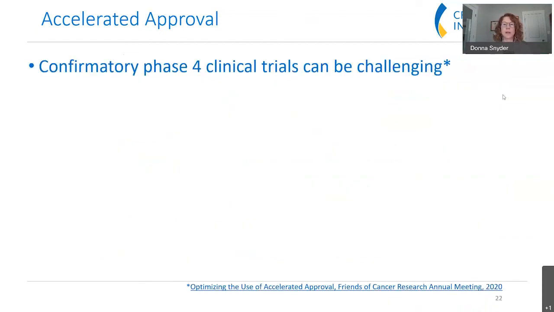But confirmatory phase 4 trials can be challenging, and I'm just including at the bottom of this slide a reference that I found that the Friends of Cancer Research at their annual meeting had a workshop where they talked about some of these issues, and they support some of the points that I'm mentioning here. But I think that these are very pertinent when we're thinking about accelerated approval.